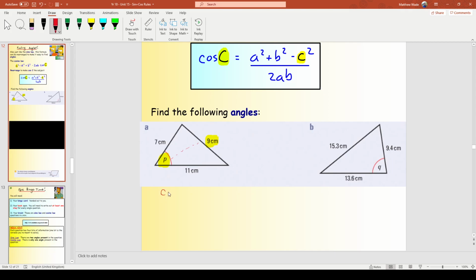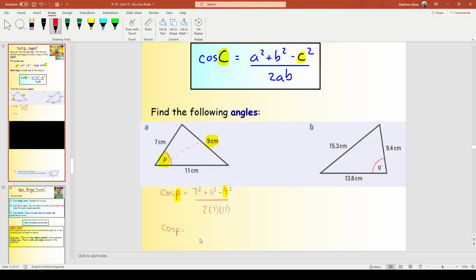It's going to be cos C, but C is actually P in this case, equals a squared plus b squared. These are the other two sides. So 7 squared plus 11 squared, take away c, the important side, the opposite side, 9 squared. So can you see that it's really important which one's which? So this and the one opposite are both the c. Divided by 2, and it's 7 and 11, the other two sides. That means cos P is going to equal something horrible and decimally.